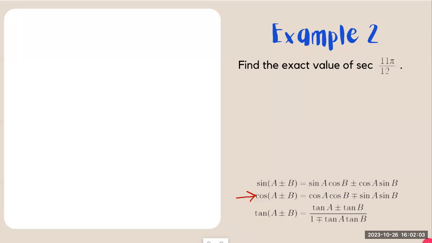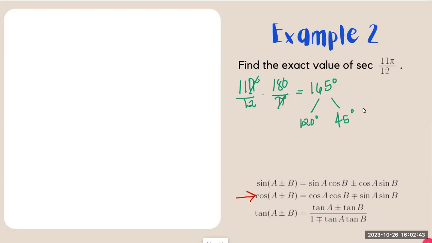So first, let's convert 11 pi over 12. And you can pause the video and convert it. And this is 165 degrees. Okay, so 165, that's not an angle on the unit circle. What we do is look for a combination of angles that will add or subtract to give us 165. So I'm thinking of 120 and 45.